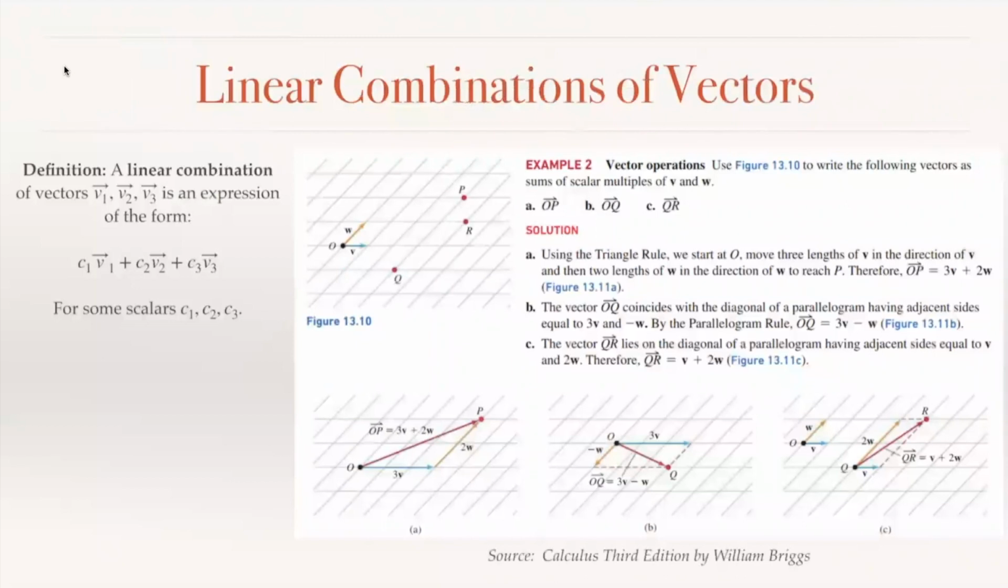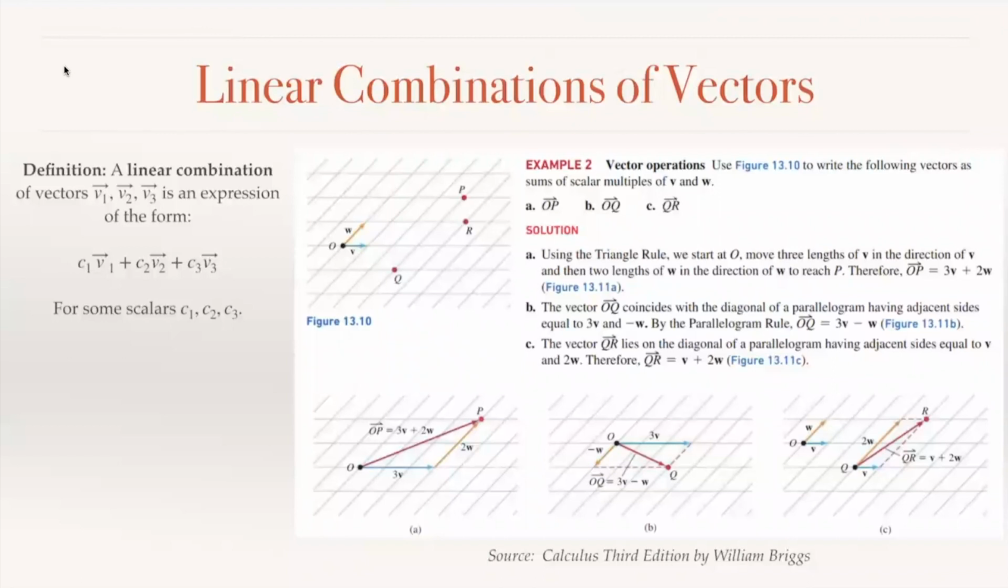Now, linear combinations of vectors. A linear combination of vectors v1, v2, v3 is an expression of the form c1 v1 plus c2 v2 plus c3 v3, where c1, c2, and c3 are scalars. And this generalizes; we can have plus c4 v4, etc. But for the sake of simplicity here, I'm illustrating only 3 vectors.